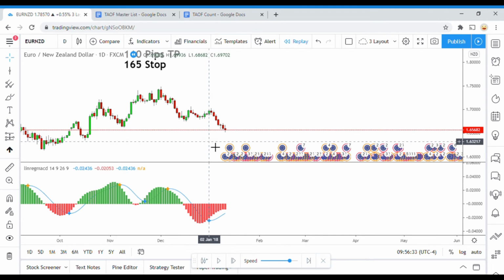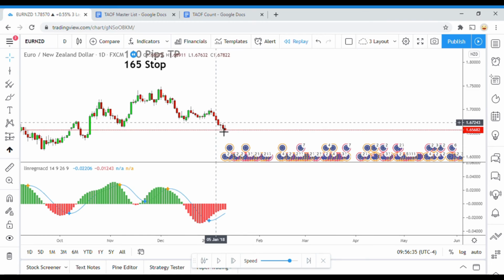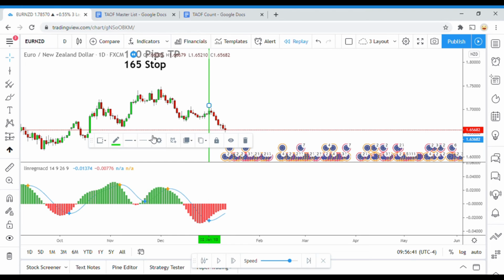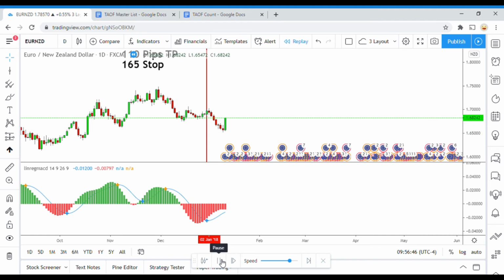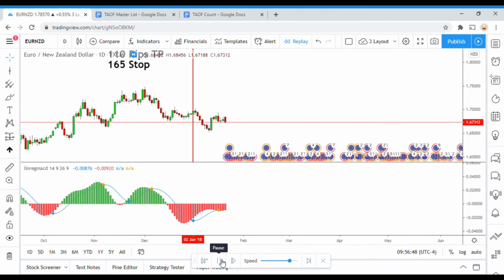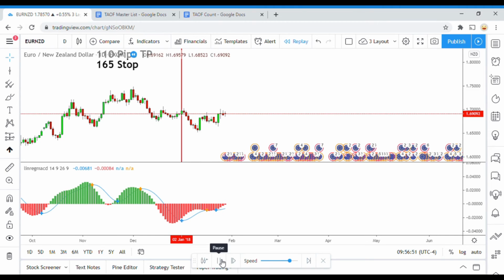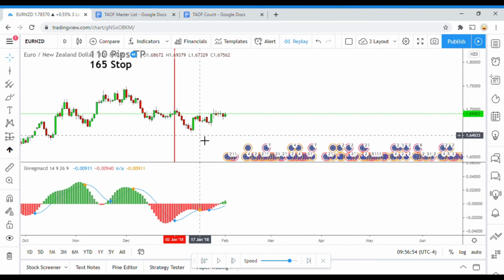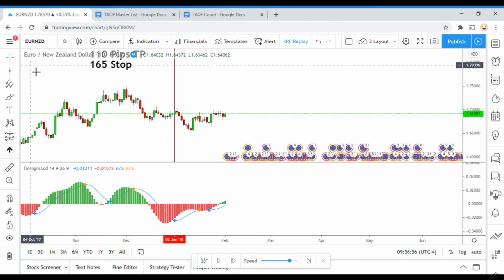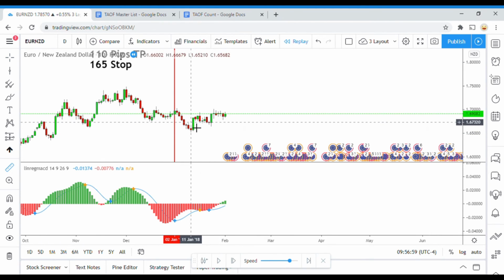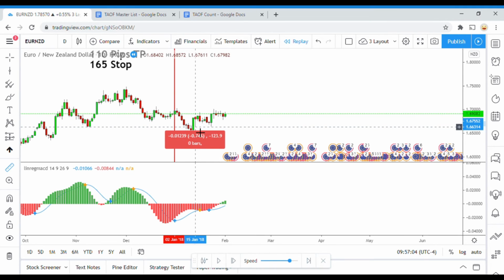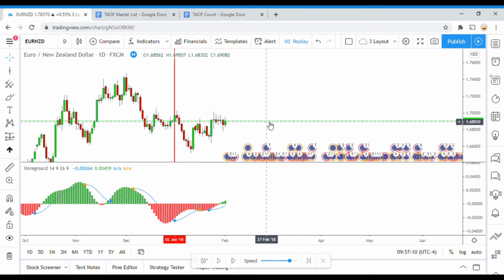There was the first signal right there. Unfortunately, it turned right around and went back down on us, giving us a losing trade. Right, we got another signal right there. Did get a little bit of movement down, but I do not believe... Nope, not quite enough.